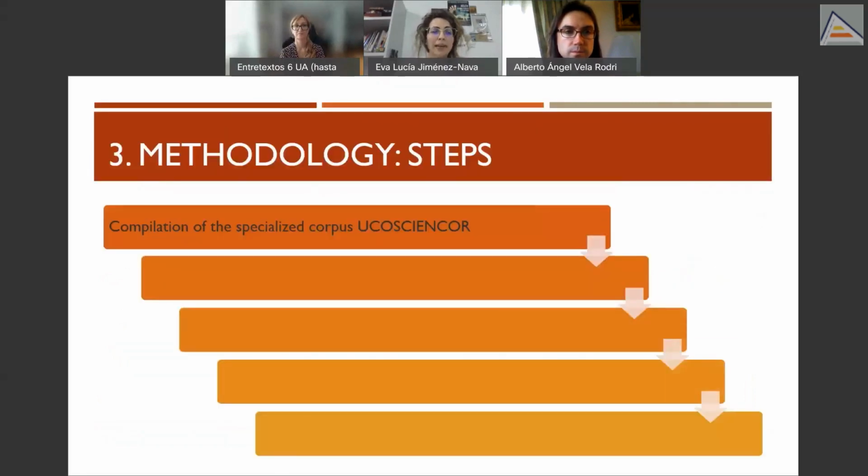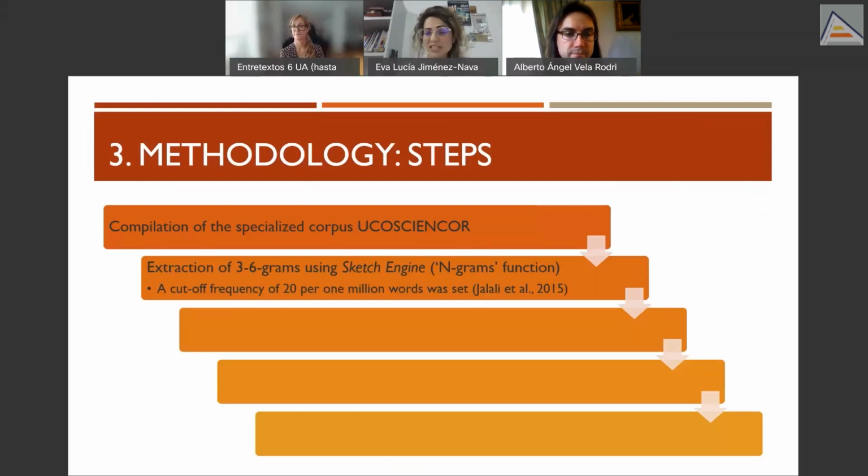First of all, I compiled a specialized corpus, which I called UCOScienceCorp, because it was made of 600 documents, research articles written by academic scholars from the University of Córdoba. The total number was about 3 million words. After that, I extracted the 3 to 6 grams using Sketch Engine. I used the ngrams function, and here I established a threshold of 20 tokens per 1 million words, which means that I extracted those ngrams which occurred 60 times or more in my corpus.